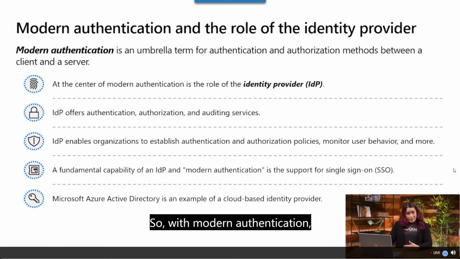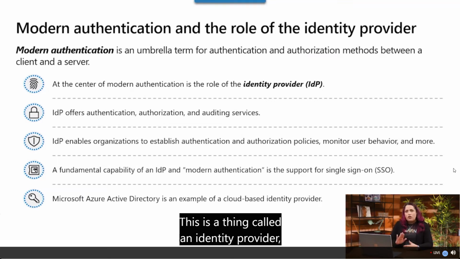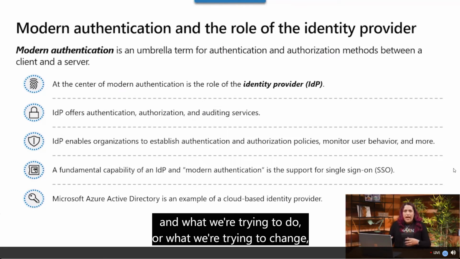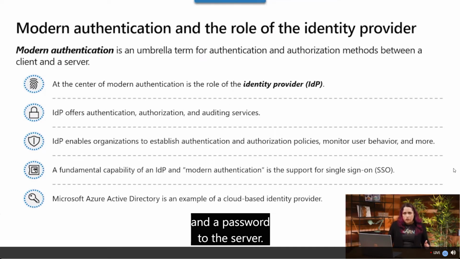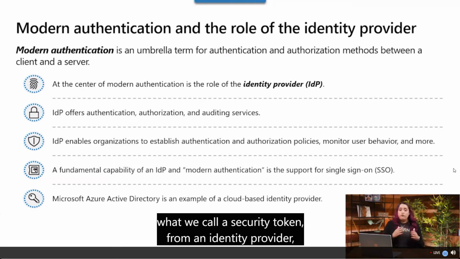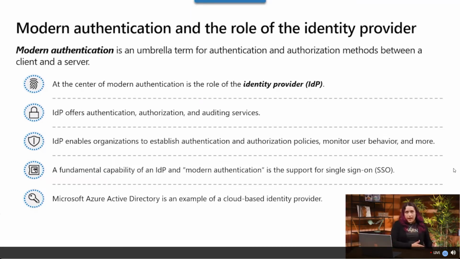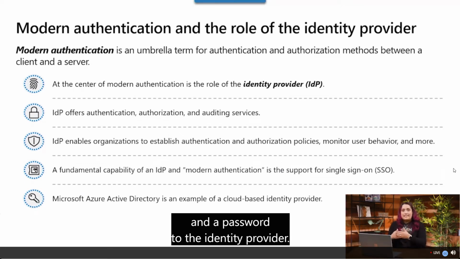So with modern authentication, we introduce a new player in the setup. This is a thing called an identity provider. And what we're trying to change is that we're no longer going to send a name and a password to the server. Instead, the client is going to get a thing we call a security token from an identity provider. And the way that it does this is by presenting a name and a password to the identity provider.